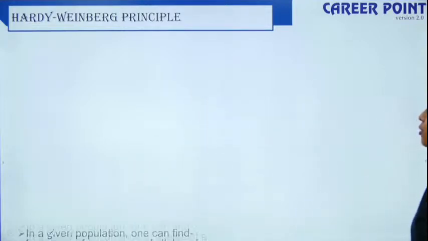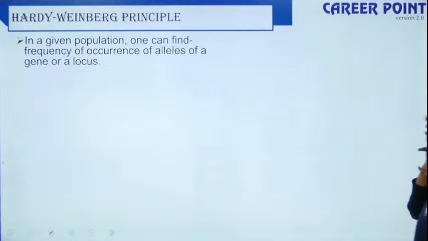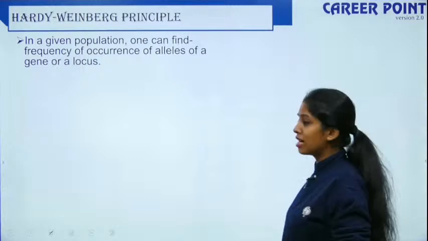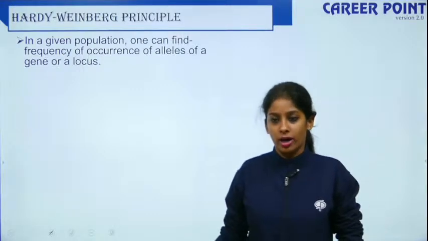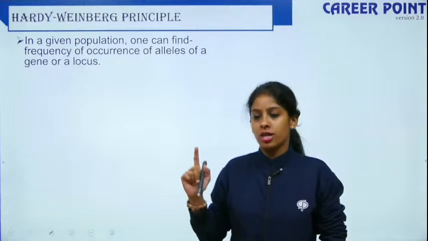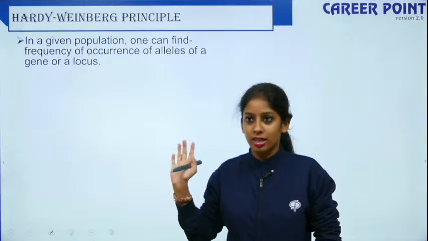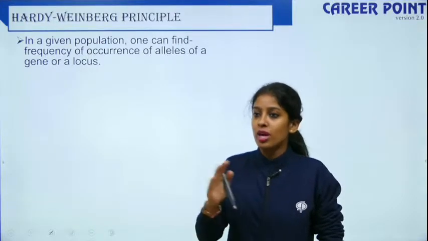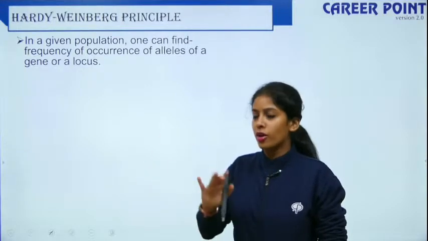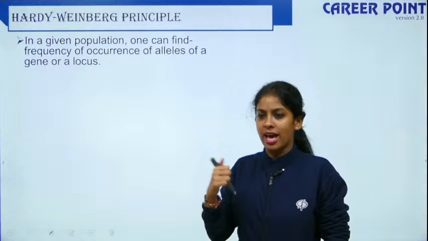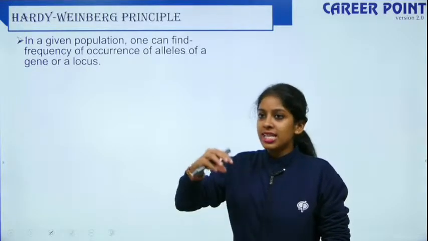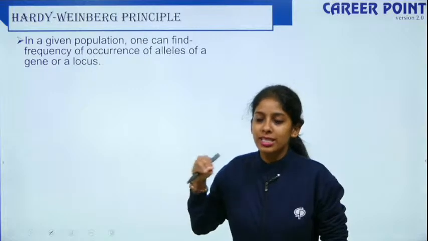Okay, so Hardy-Weinberg principle: in a given population, one can find the frequency of occurrence of an allele of a gene or a locus. If you take the Indian population, we are all a bit dark colored, not very fair, okay? Consider this on an average. We are all well built, on an average everyone is tall, and we don't have very much dwarf population. So these are some genes which are very prevalent in our population.